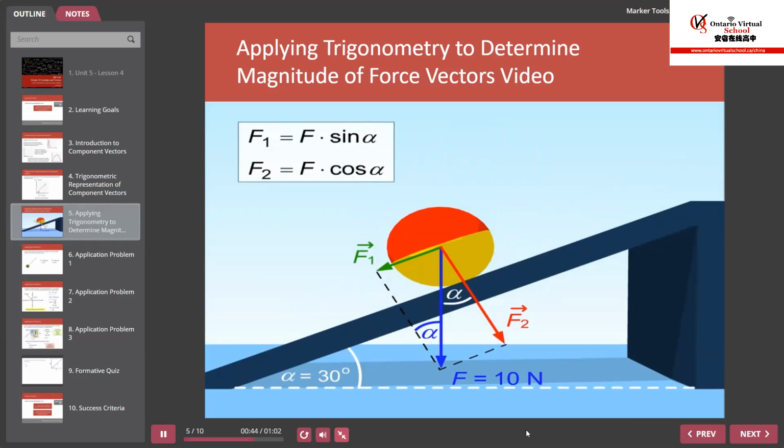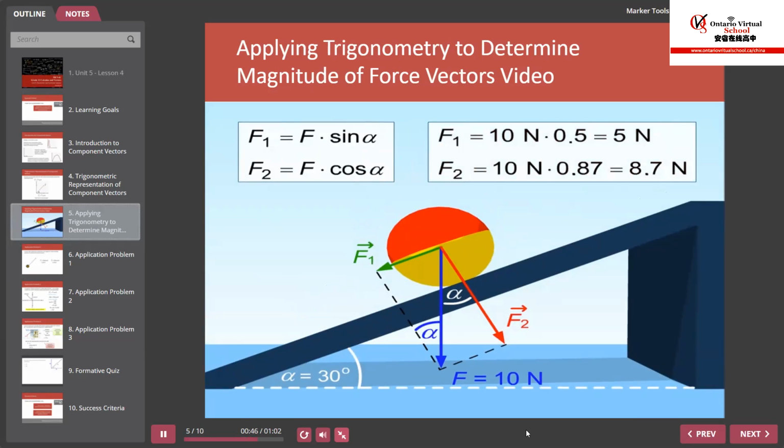On substituting the data, we obtain F1 is equal to 10 newtons multiplied by 0.5, which is 5 newtons. F2 equals 10 newtons multiplied by 0.87, which is 8.7 newtons.